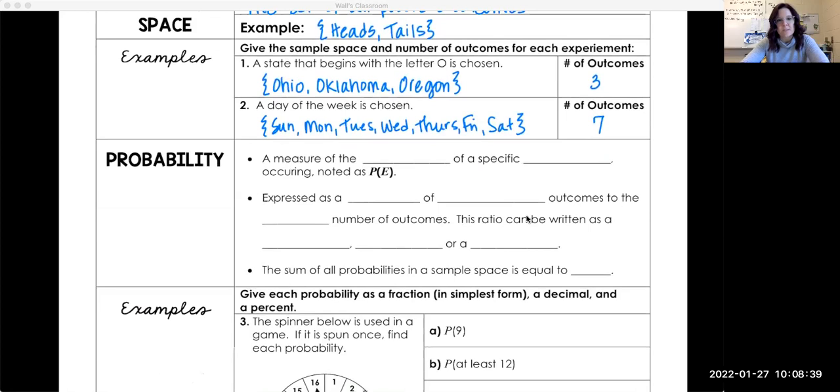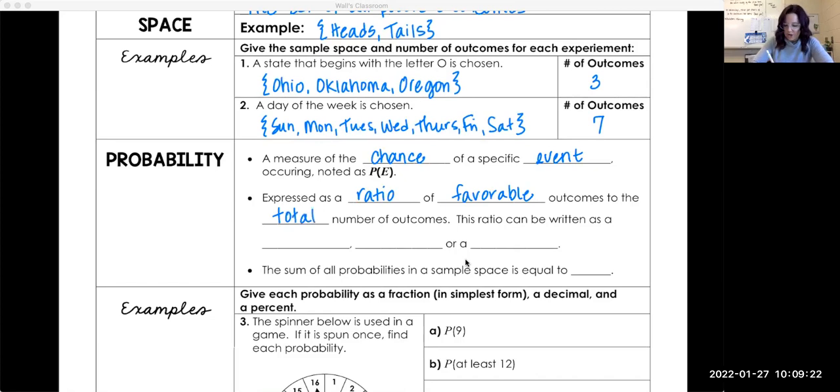Once we know our sample space, we can measure the probability of an event. Probability is a measure of the chance of a specific event or a specific outcome from our experiment occurring. And we write probabilities P of E. E, in this case, would be the specific event that we are discussing. When we talk about probabilities, we can express them in any number of ways, including a ratio of the favorable outcomes, which are the ones that we are finding the probability of, over the total possible outcomes.